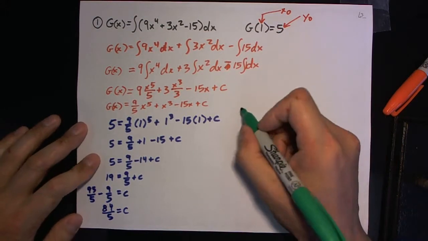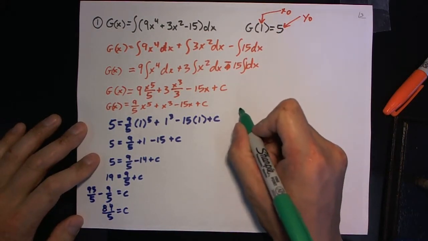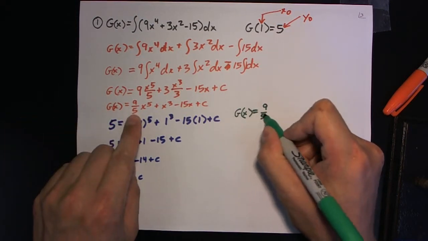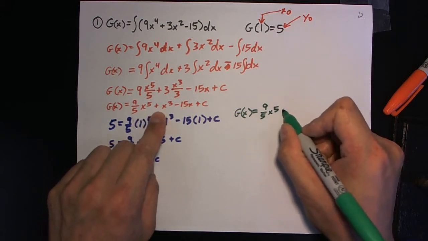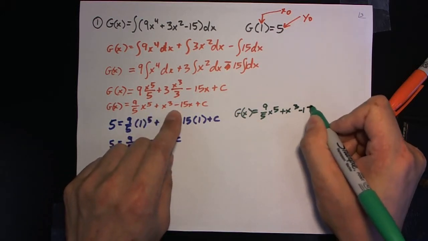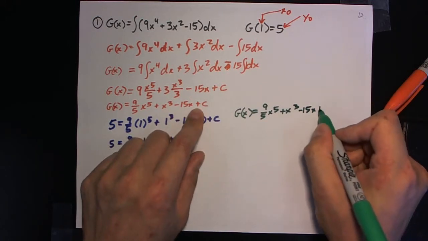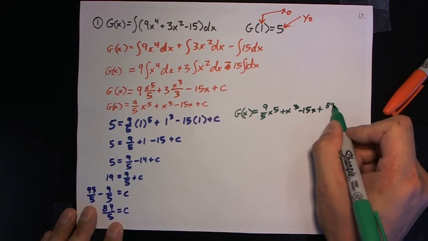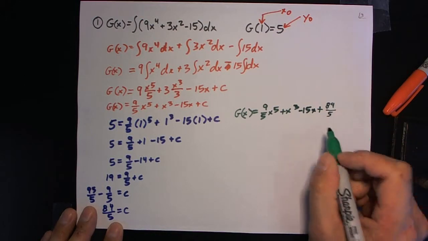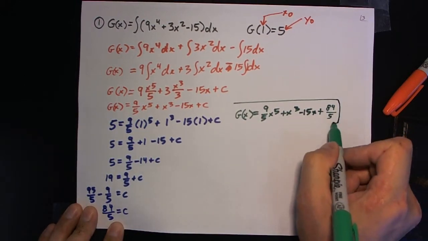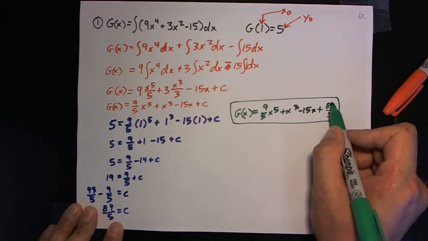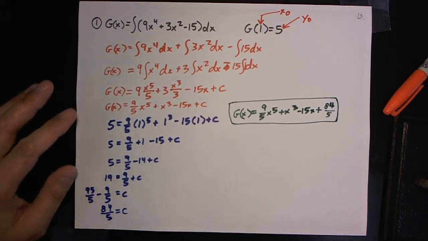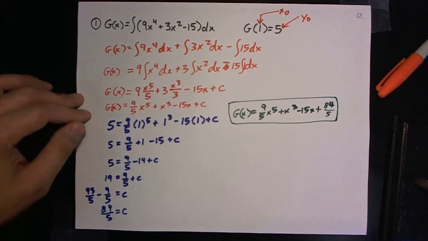So, our overall specific solution is g of x equals, we just copy this stuff down, 9/5 x to the 5th plus x cubed minus 15x plus, now instead of the c, we just copy this number, 84/5. And yeah, that's a 4 right there, not a 9. Alright, so that's how to do a simple example of finding a specific solution.